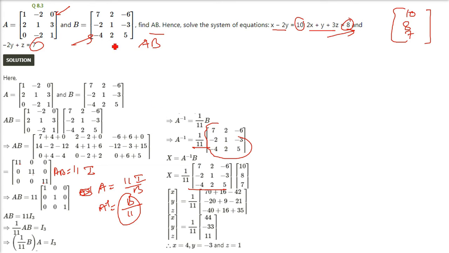I hope the concept is clear to you, because the B which is given in the question is not the B which we are finding or giving.